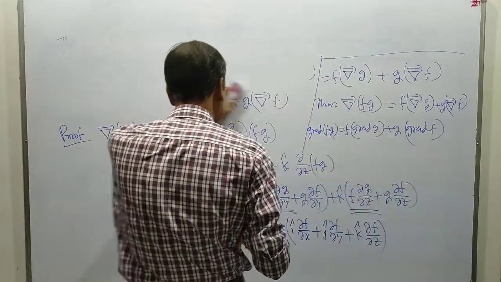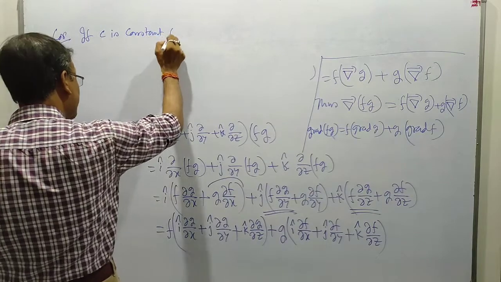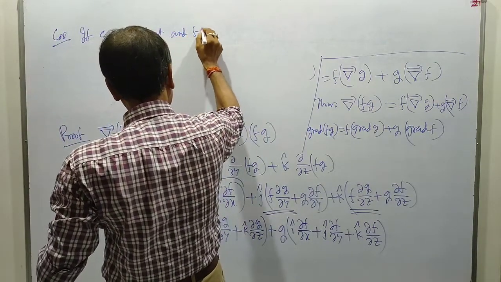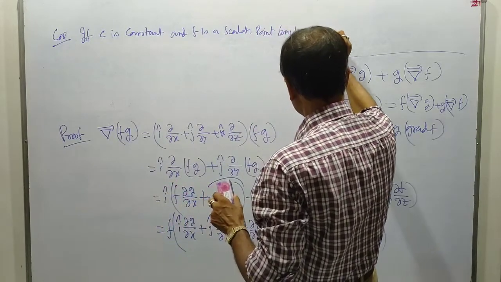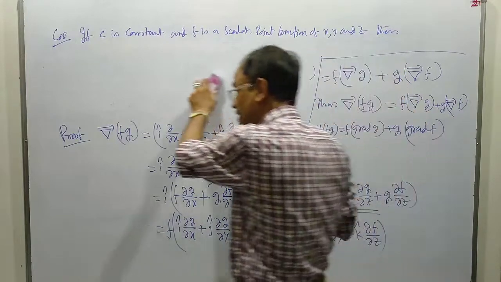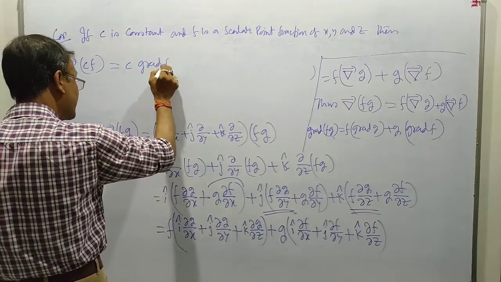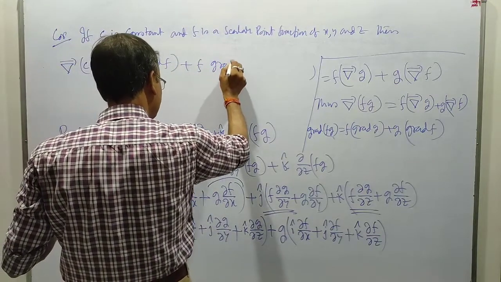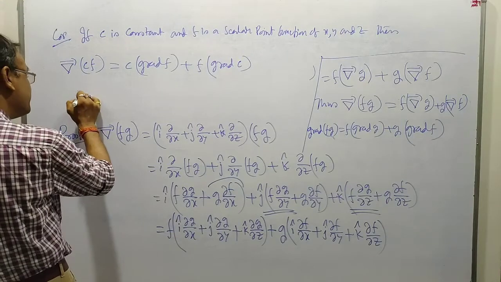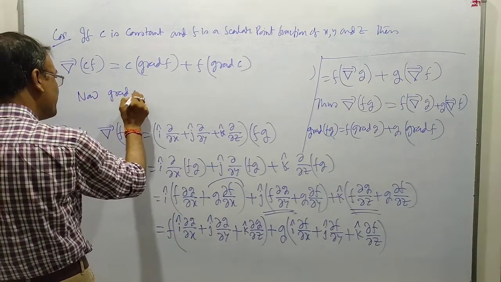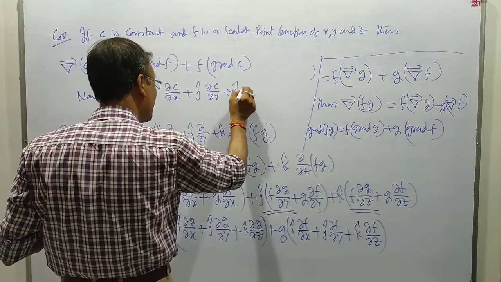Now I am going to give you a corollary here. If C is constant and f is a scalar point function of x, y and z, then gradient of Cf equals C gradient of f plus f gradient of C. Now, gradient of C equals i cap ∂C/∂x plus j cap ∂C/∂y plus k cap ∂C/∂z.